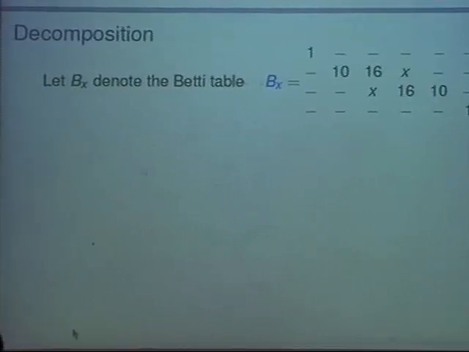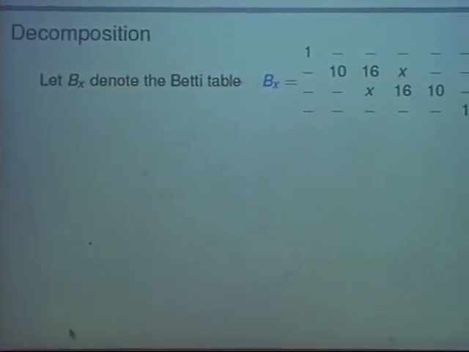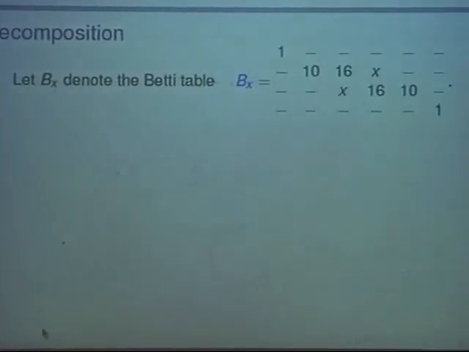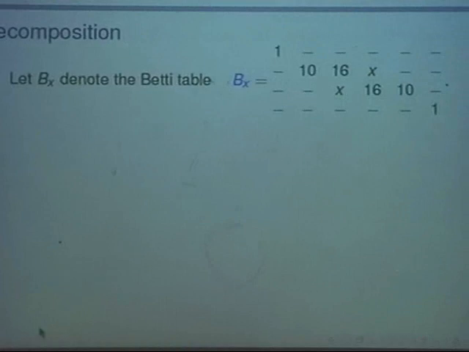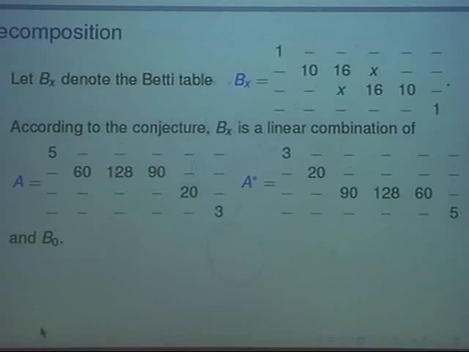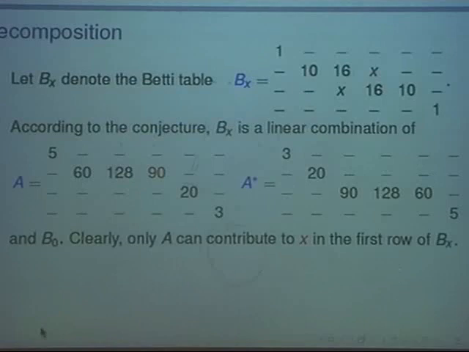I tried to do the decomposition. We had a bunch of Betti tables of this type before, Bx, where x could be a number. So we had 0, 3, 9 at least. So how to decompose this? It's clear that only this diagram A and its dual and the B0 can contribute to this object, because it should be a positive rational sum of such things. And it's also clear that only the 90 can contribute to the red X up here.